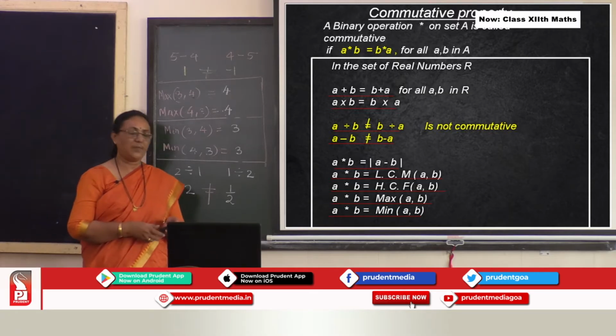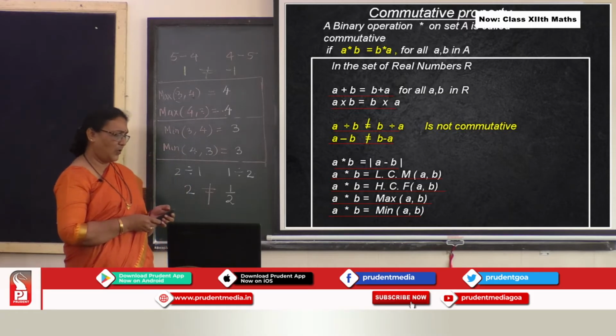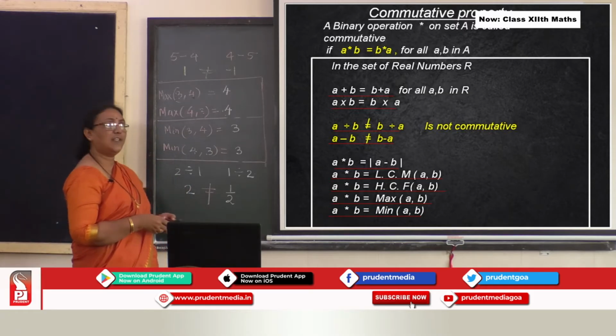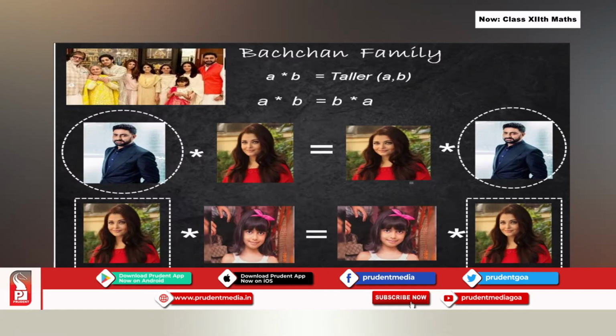Now see students, I am giving you all a nice example. You will definitely enjoy this example. You all are aware of the Bachchan family. So now I am applying that here in commutative. A star B is defined as the taller among A and B. Who is taller among A and B? So we have to check whether it is commutative.